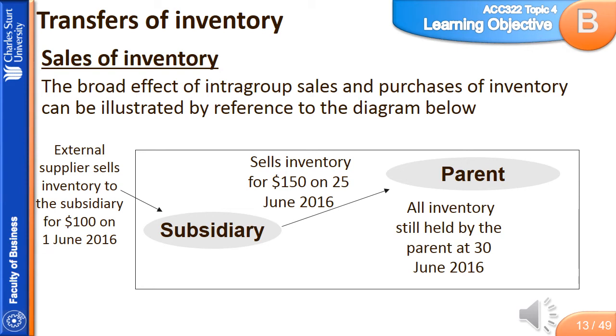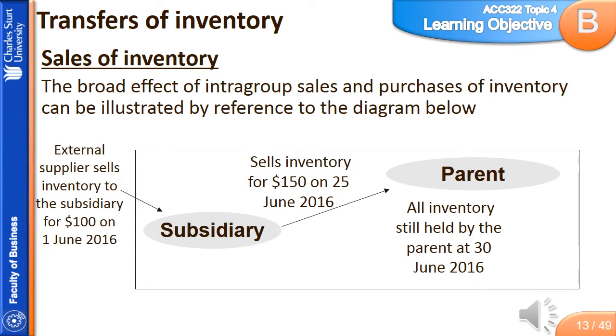So let's look at this example of a sale of inventory within an economic entity to try and add some context to what's going on. So we have an external supplier selling inventory to a subsidiary for $100 on the 1st of June 2016. So that goes into the subsidiary's account, so that's fine. However, within that same reporting period, 25th of June 2016, that is sold to the parent for $150. So there's a profit there we can see of $50 within that intragroup transaction.